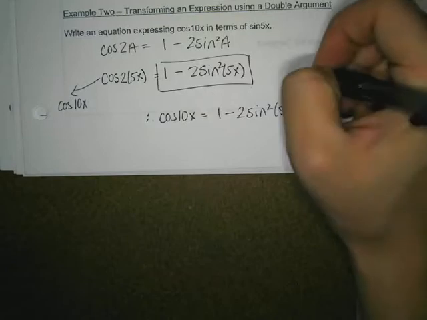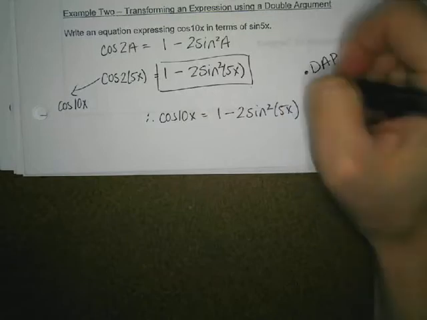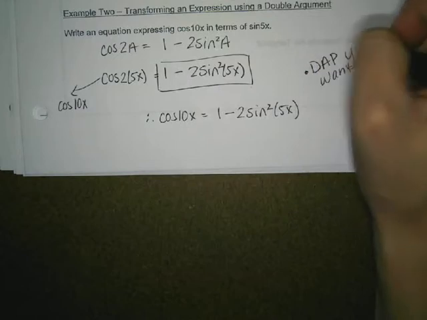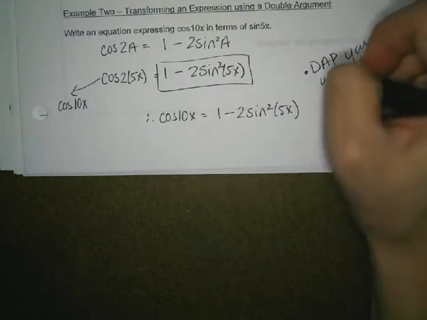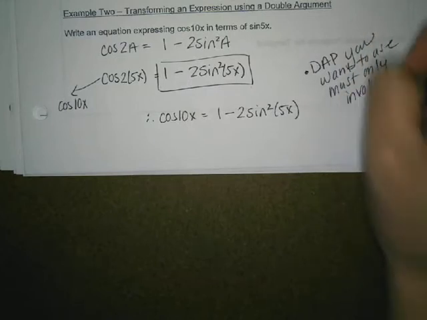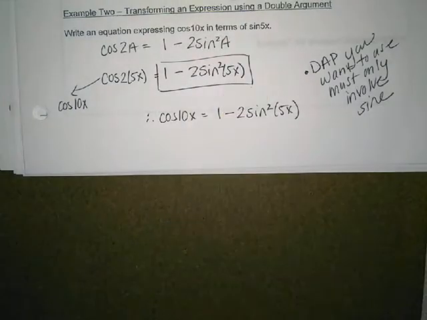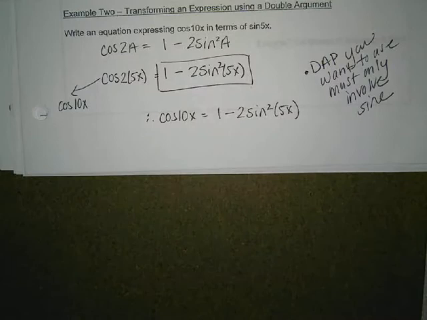The other thing you might want to add to this is that the double argument property you want to use must only involve sine. Now, what if this question said in terms of sine 5x and cosine 5x? Then what double argument property would you pick? The first one, because it involves cosine and sine. So you just have to pay attention to what they're looking for, and then look at your 3 options and pick the one that makes most sense.